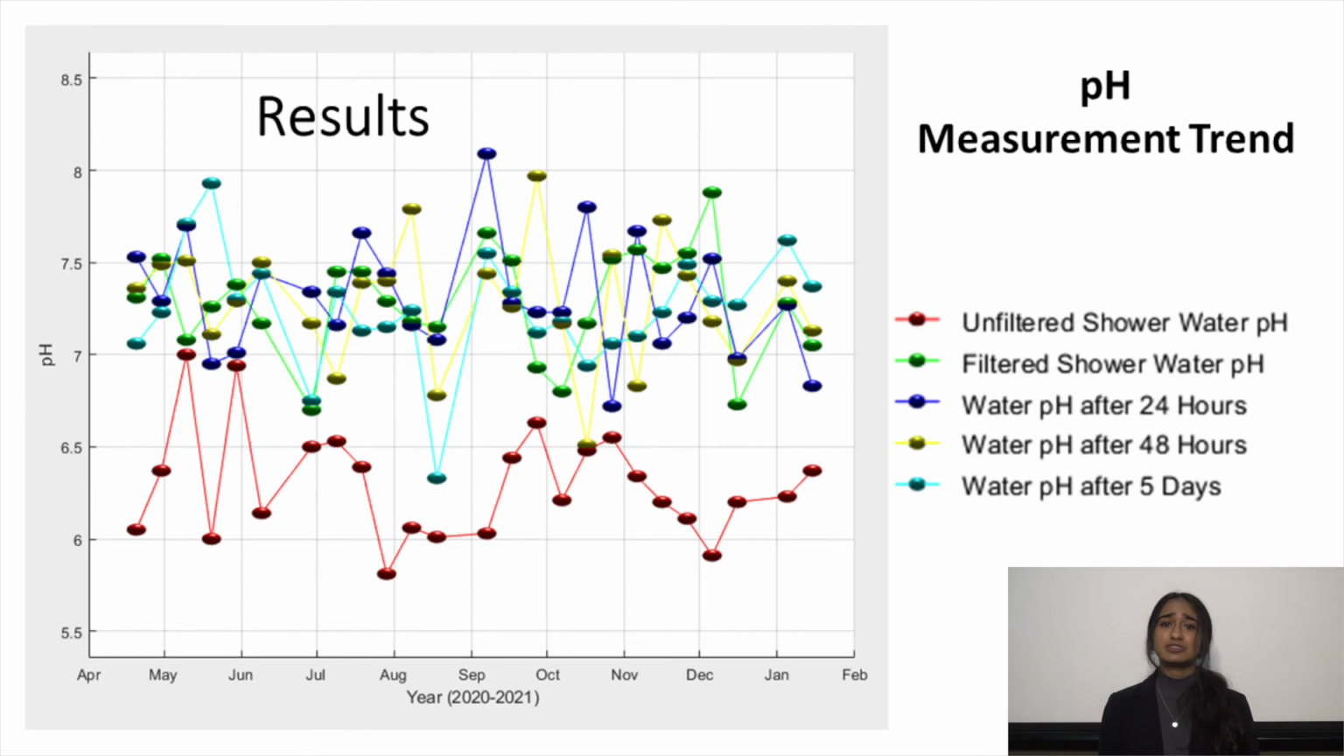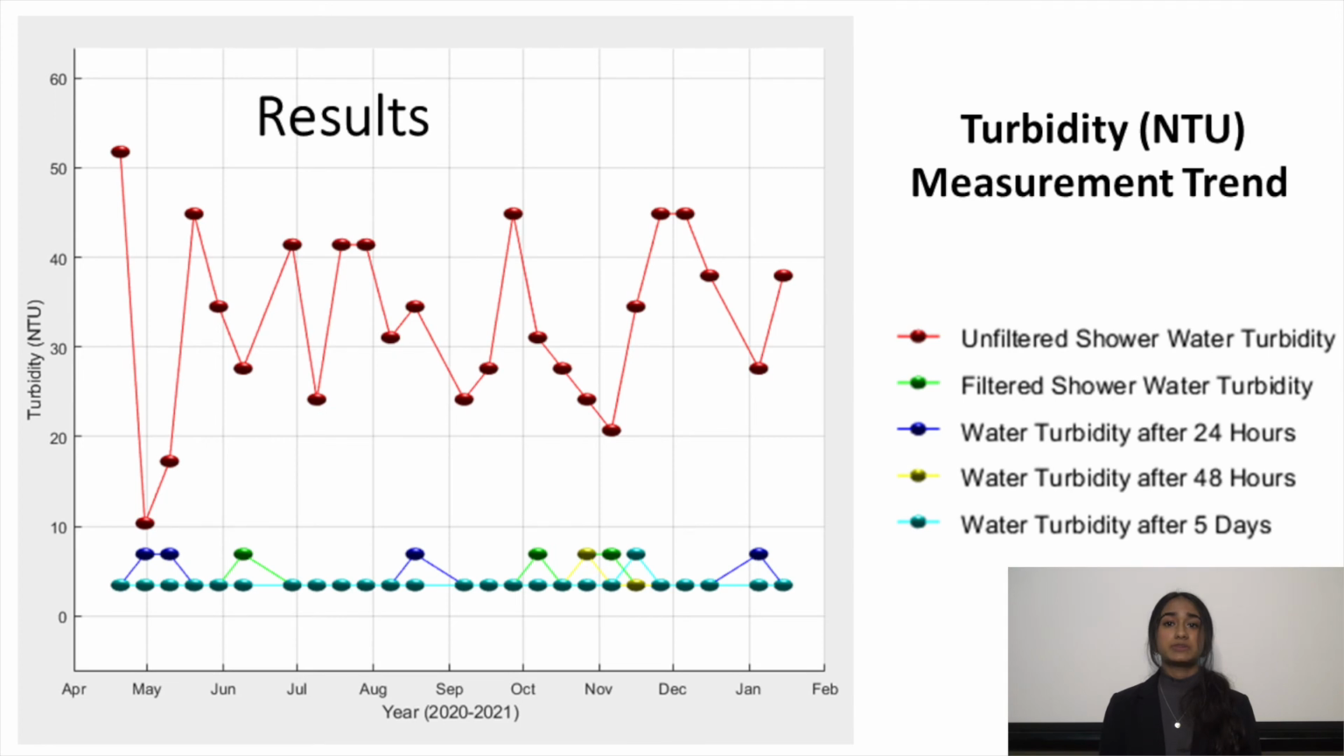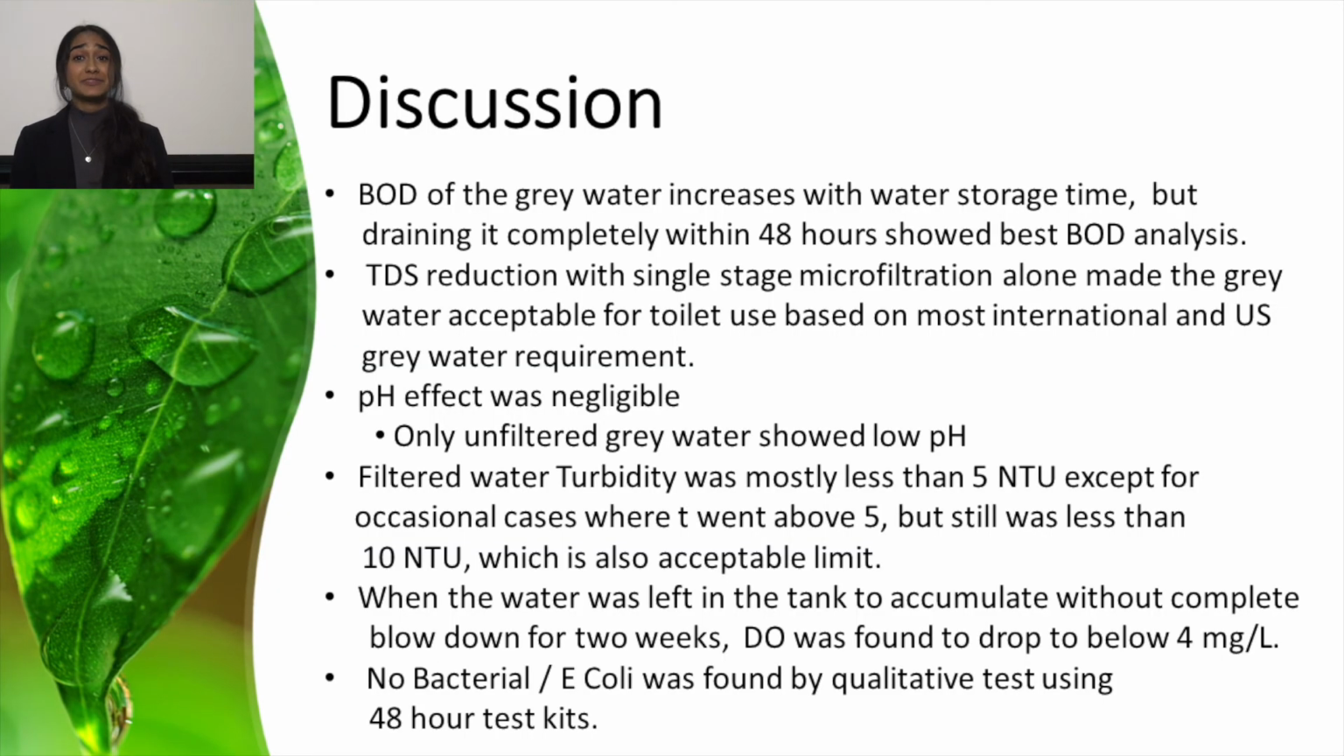pH measurements did not show any significant difference based on storage time, and total dissolved solids also did not show any variation based on storage time. Since the filtered water was very clear, the turbidity value also remained below 10. The storage time definitely affected the BOD. Among the 3, a 48-hour storage period is the best choice for BOD results and optimal storage time. Microfiltration alone is sufficient for TDS reduction.